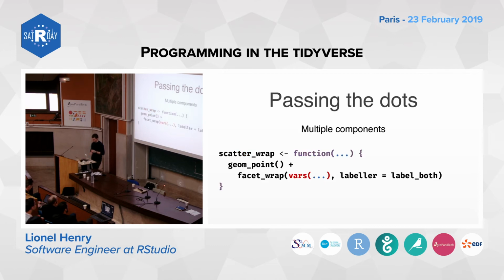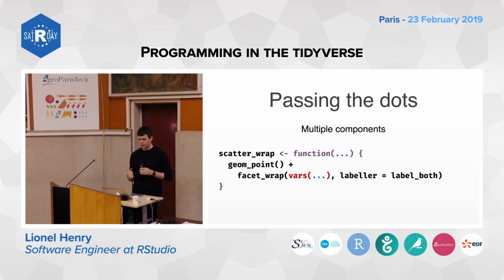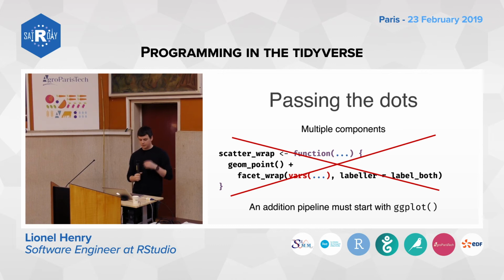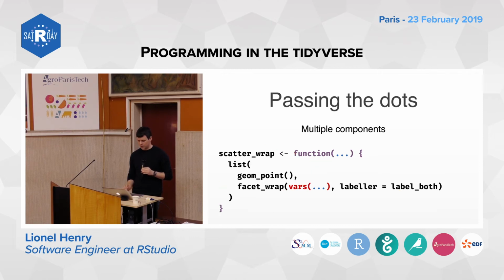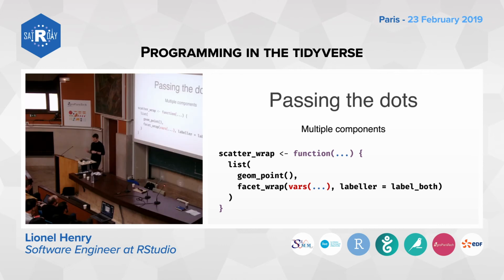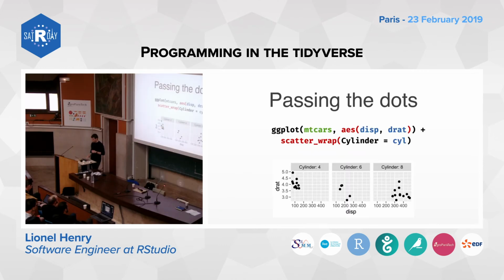If you want to merge multiple components into one, the most obvious way would be to just have geom_point, for example, plus facet_wrap. But actually that doesn't work because an addition pipeline must always start with ggplot. And so that's why I'm showing you this, because it's not that obvious. The right way to do it is to return a list with the components. And then you get multiple components merged into one that can be used in an addition pipeline.